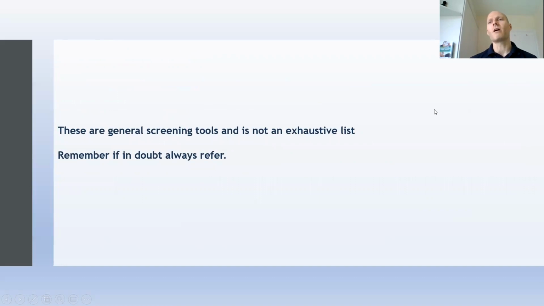Now, these are very general screening tools. I think it's very important as manual therapists that we look at the person objectively as they walk through the door. What information can I get from this person before I've even asked them a question? Now, remember, patients don't always tell you the truth. They forget things, they miss things out. So it's down to us to make sure that we're asking appropriate open questions. We're using all of the resources we have at our disposal.